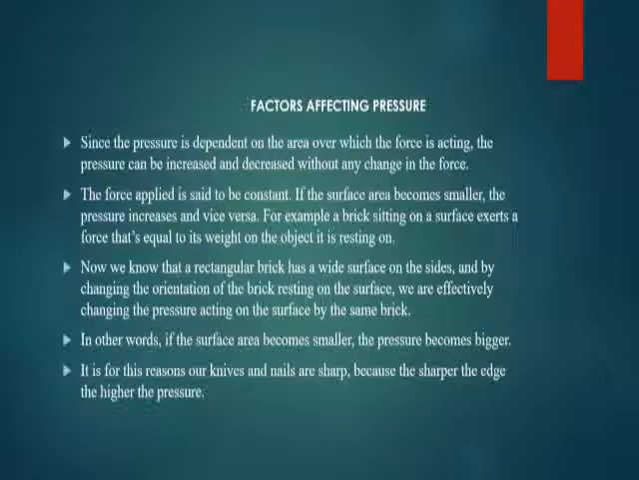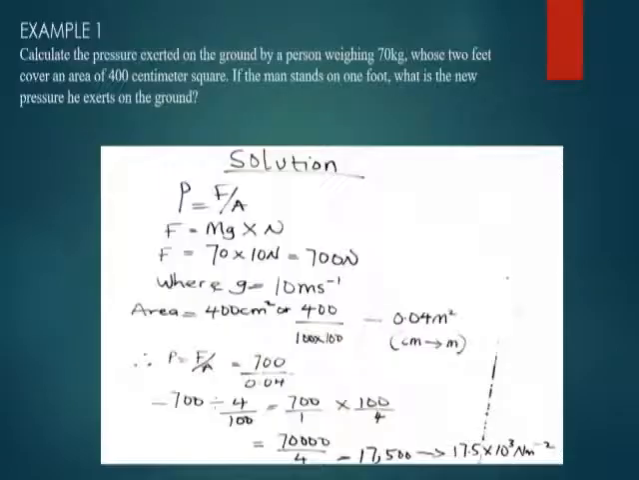We are going to be taking some solved problems on pressure. Like we earlier said, pressure can be calculated using the equation P equals F over A. So for our first example, we have: calculate the pressure exerted on the ground by a person weighing 70 kg, whose two feet cover an area of 400 centimeters square. If the man stands on one foot, what is the new pressure exerted on the ground?